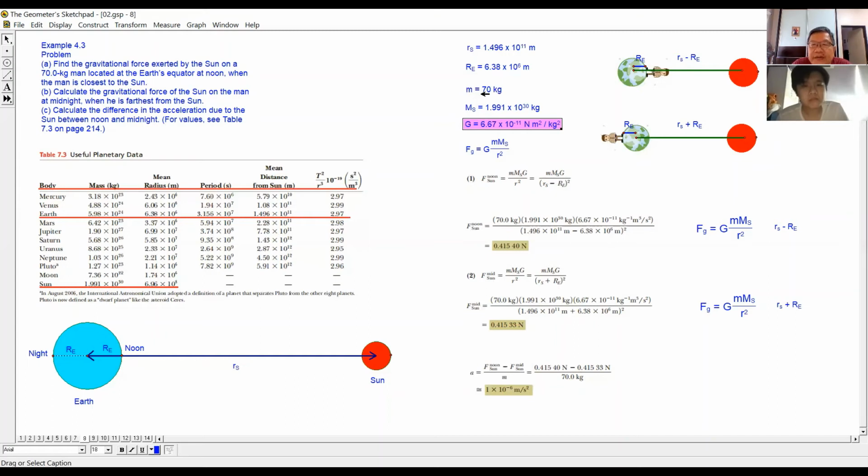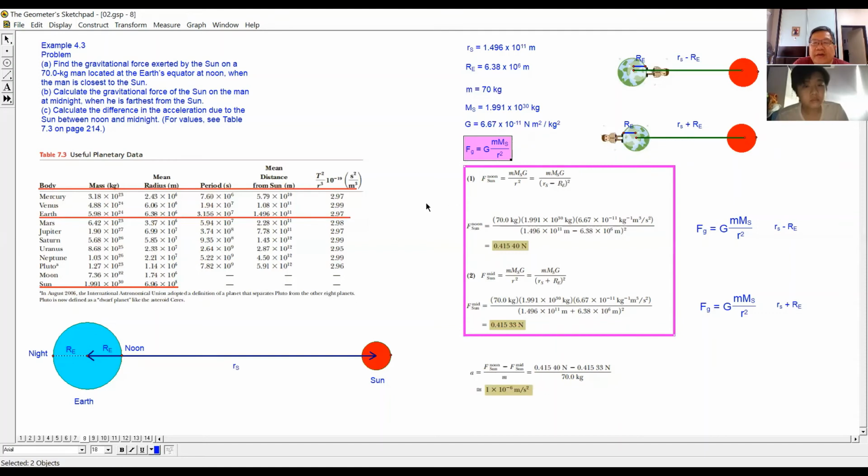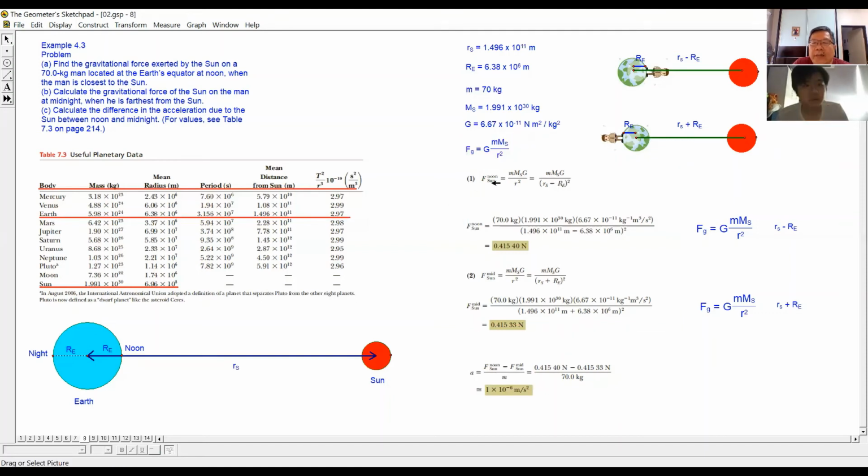So all these numbers from the table, I'm going to substitute inside this formula, the formula for universal gravitation, the gravitational force between two objects. So first, the force at noon time. Noon time is referring to the first case, right? The force between the sun and the man during noon time.